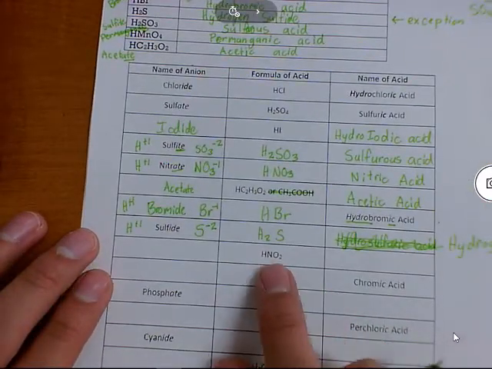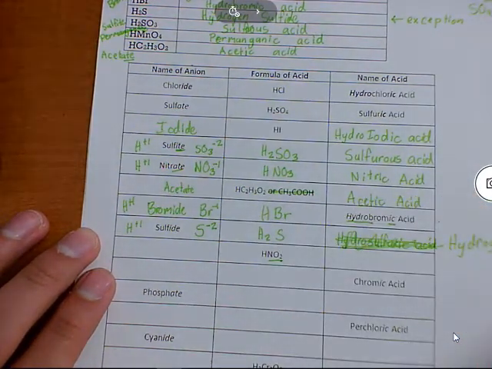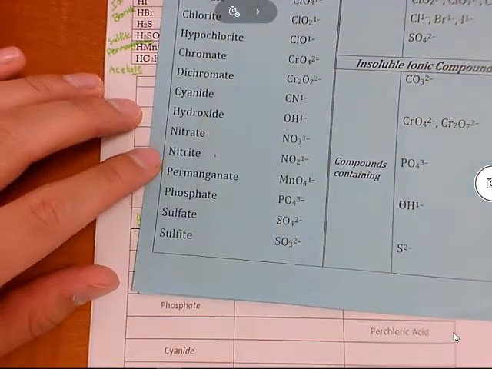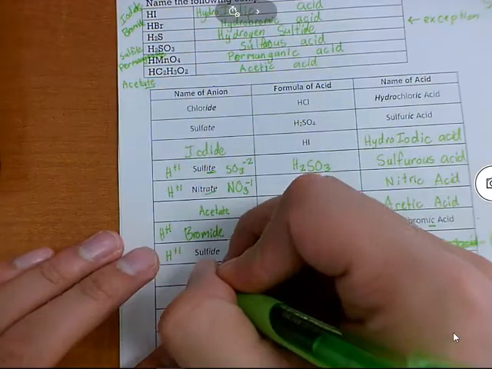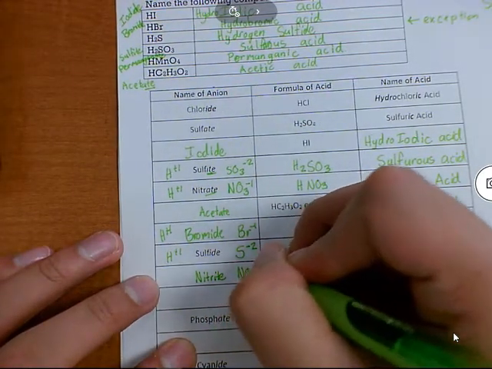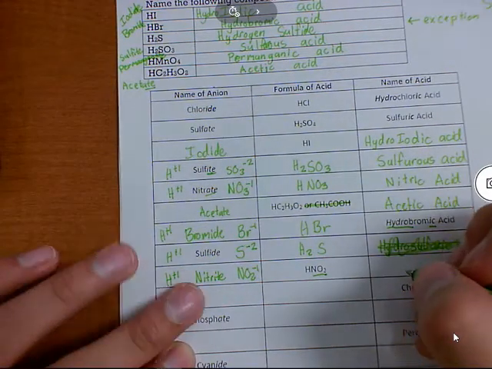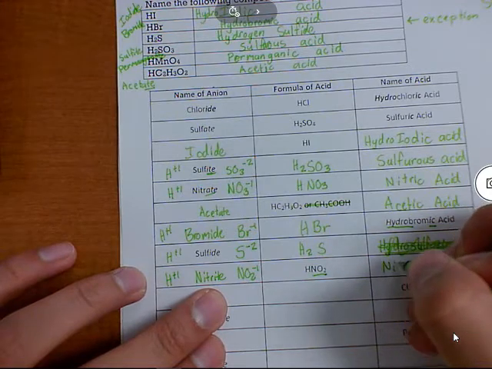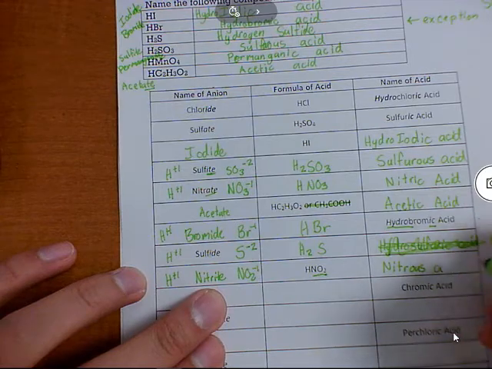Next. HNO2. The anion will be this part, NO2. So NO2 is called, let's see, NO2, there it is. Nitrite. NO2 minus 1 charge, hydrogen plus 1. We're going to call it, since it ends in ITE, it's going to follow rule number 3. So it's going to be nitrous acid.